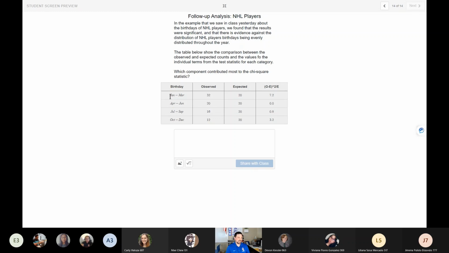This result shows evidence that those players born earlier in the year, January through March, have an advantage. So we can make a secondary follow-up conclusion outside of just the conclusion that this distribution is different, it's not evenly distributed. So that's our follow-up analysis. We can only do that, though, when we find significant results. Is there anything I can clarify about this?